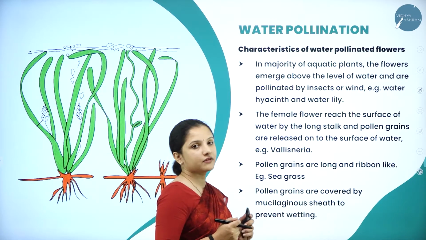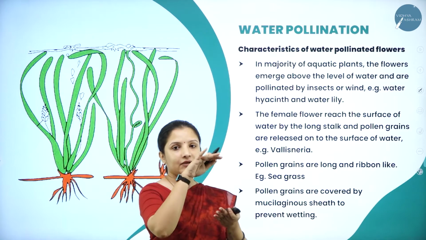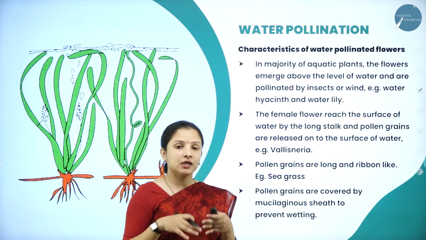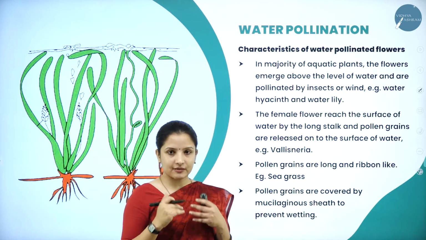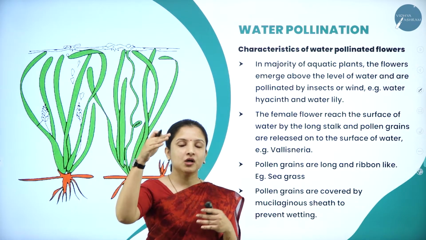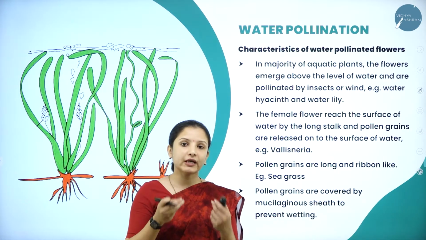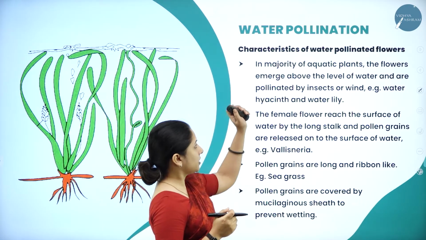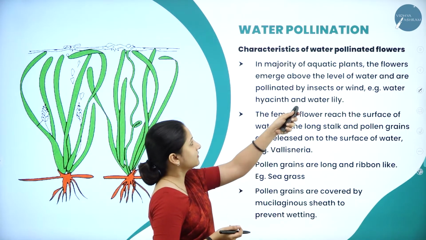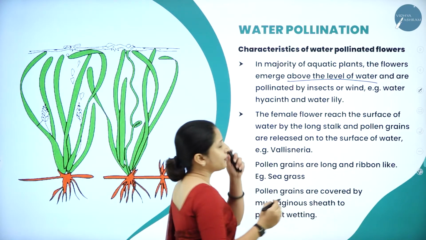In most of the aquatic plants, usually the flowers will be above the water level. They will not be submerged inside the water. Even if the male flower is submerged inside the water, the female flower will be above the water. Because if it is inside the water, then the chances of fertilization are very, very minimal. That is why in the majority of the aquatic plants, the flowers emerge above the level of water and they are pollinated.